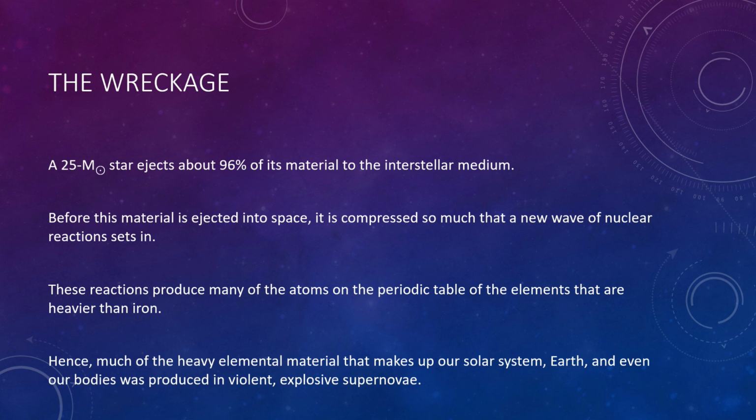Reactions producing the heavier elements require a tremendous input of energy, and thus cannot take place during the star's pre-supernova lifetime. Hence, much of the heavy element materials that make up our solar system, Earth, and even our bodies were only possible to be produced in violent explosive supernovae. Basically, anything over iron had to come from a supernova explosion. So that's really something to think about. All the gold, all the silver, all that stuff, that only came from supernova explosions.